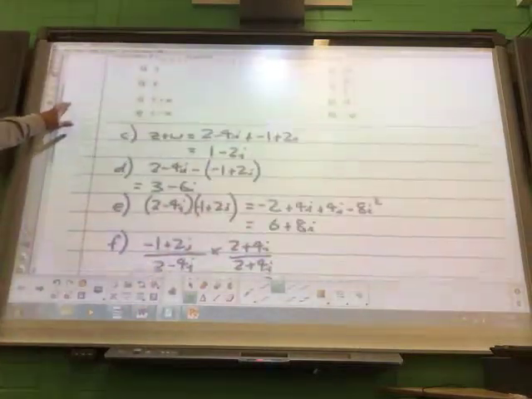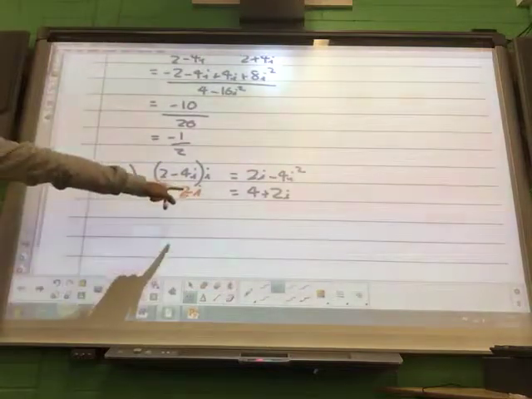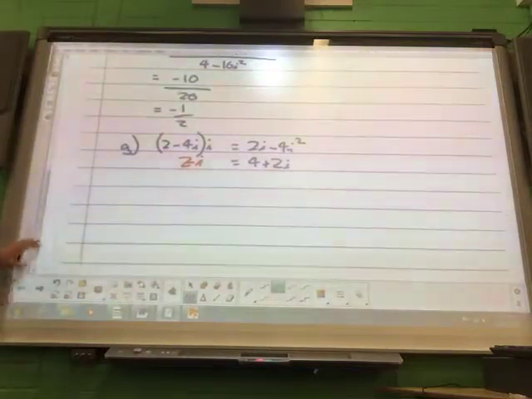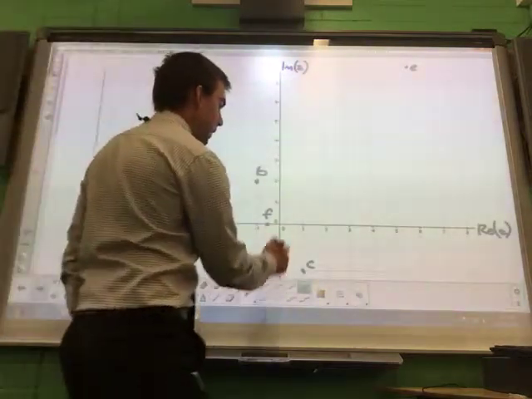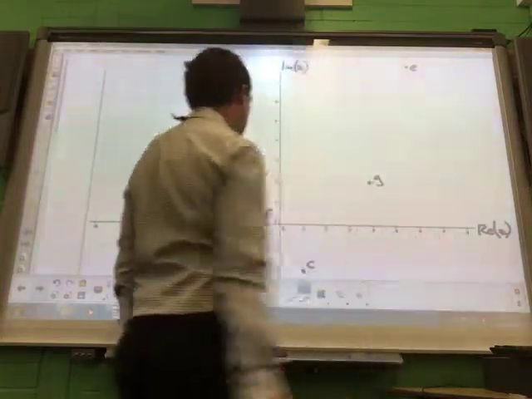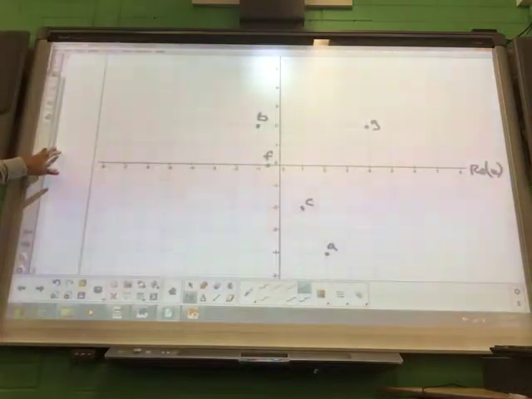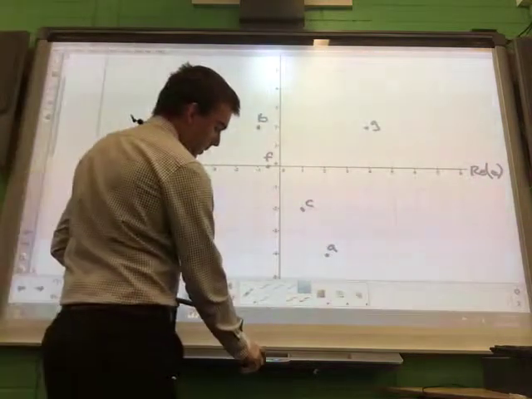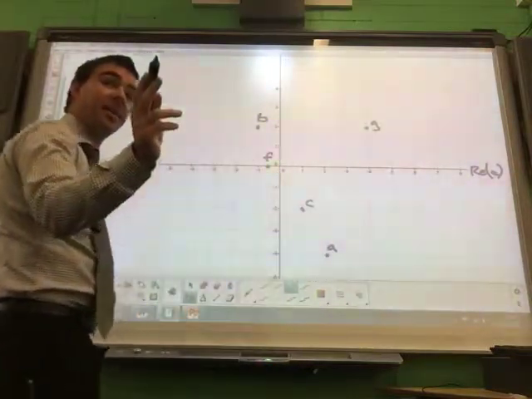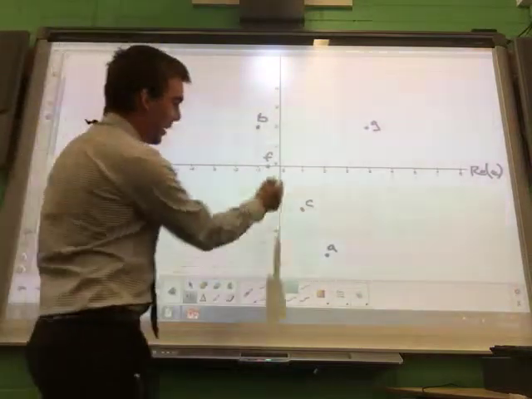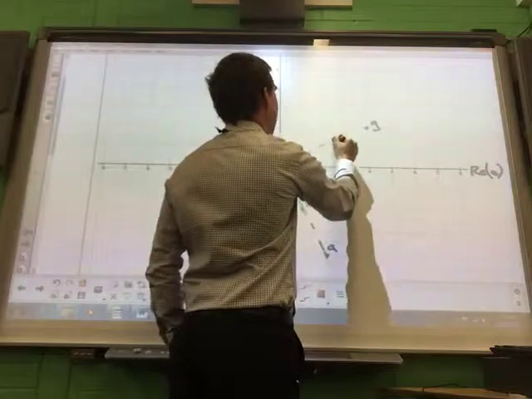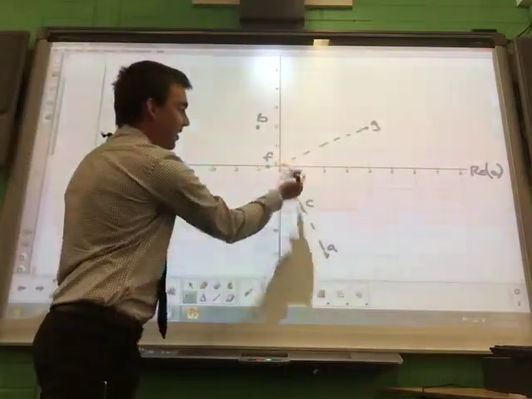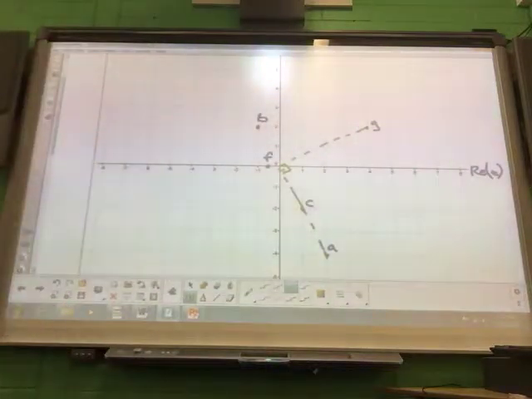Alright, so we plotted Z as A, and G is going to be Z times I. So 4 plus 2i: 4, 2. G there, and A is down there. Now, the interesting property about that: if I dot that there and there, we've got a right angle. So we're rotating anticlockwise 90 degrees every time you multiply by I. Okay, very good.